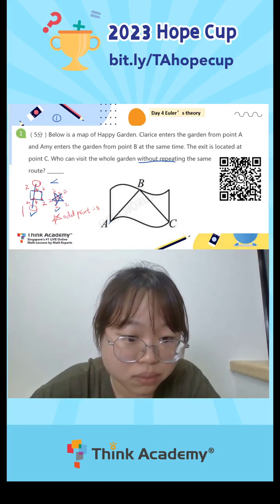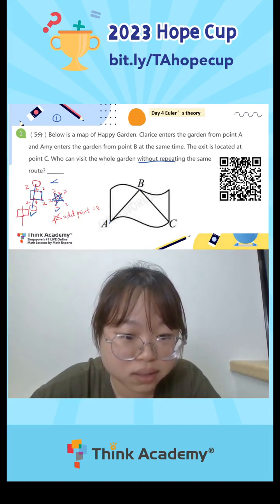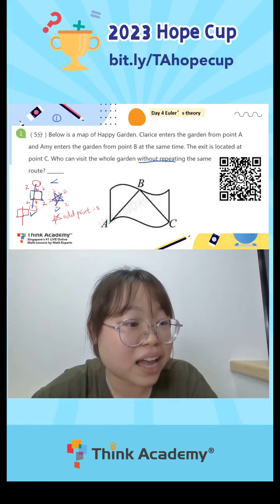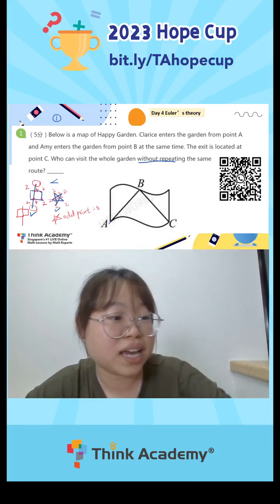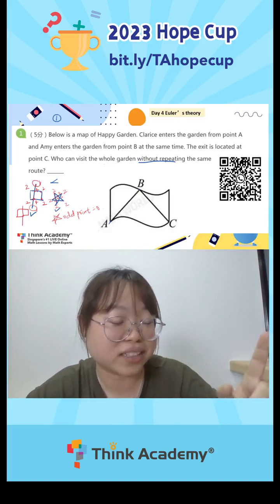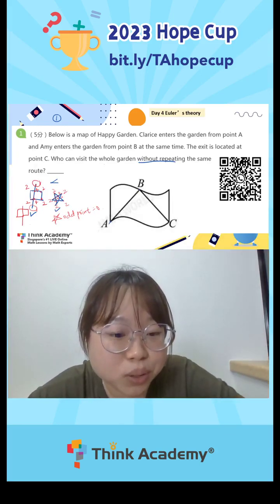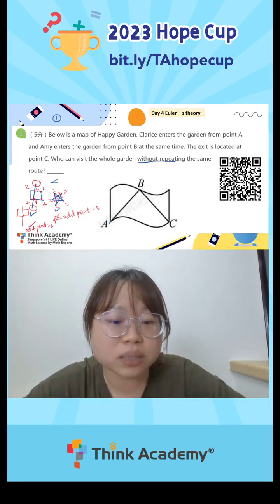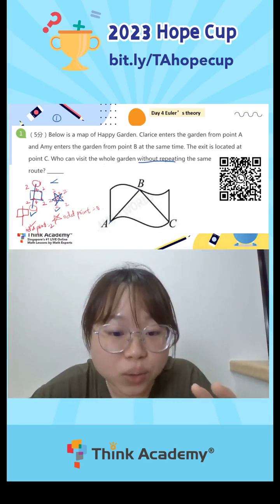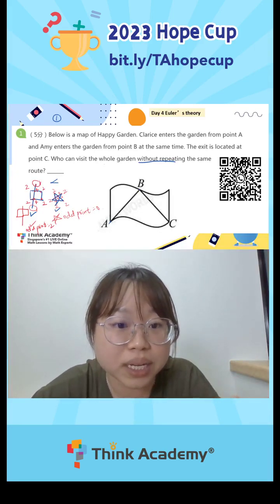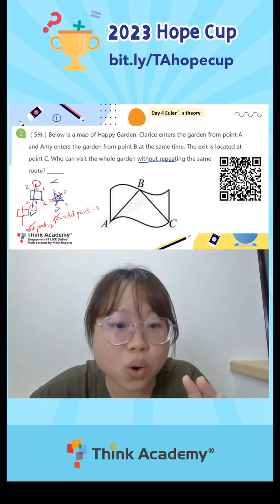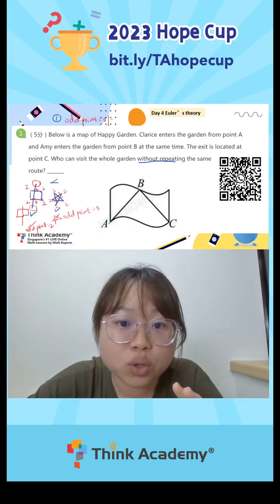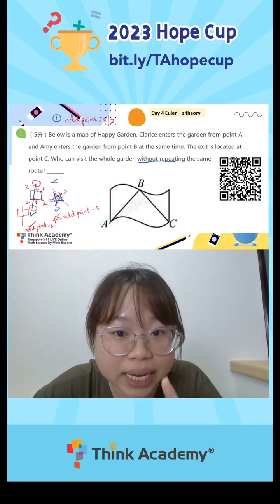Are you able to draw this in one stroke? Let's see. Oh, yes. Yes, correct. I saw some correct answers. So you are able to draw it in one stroke when odd points equal 2. To make it simple and easier to understand: when odd points equal 0 or 2, you are able to draw this diagram in one stroke.